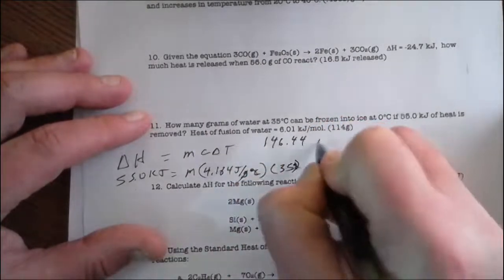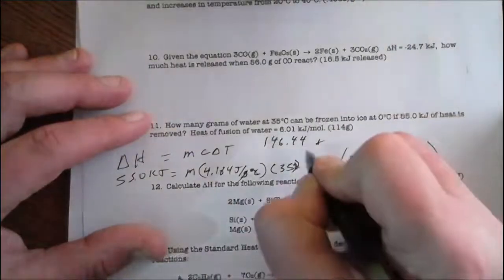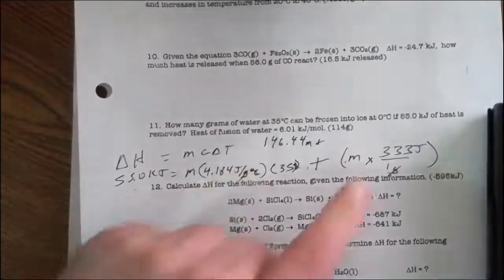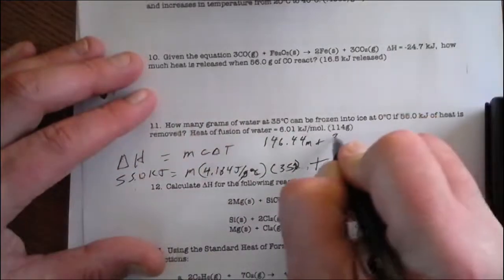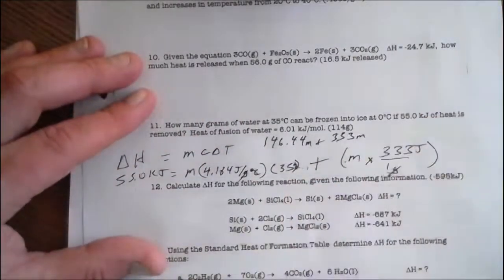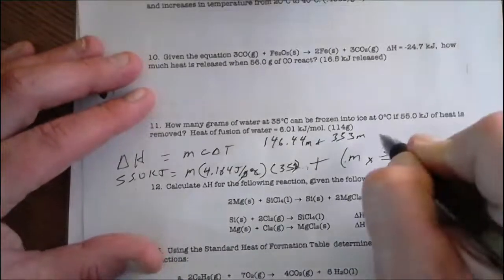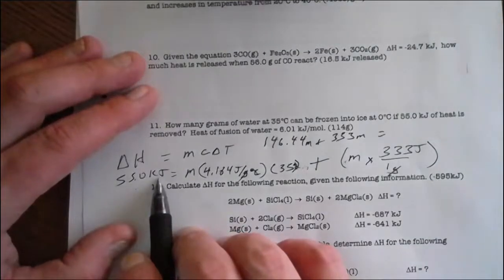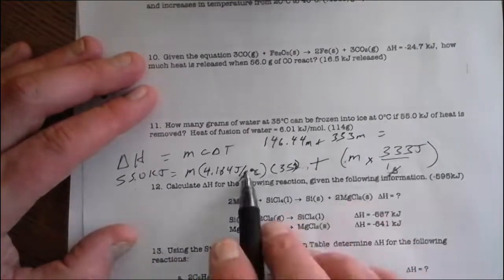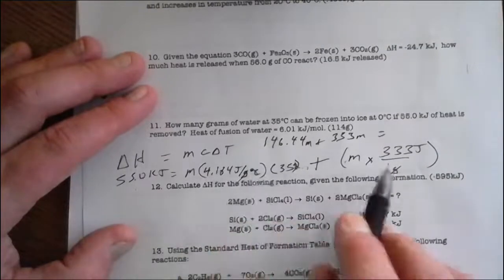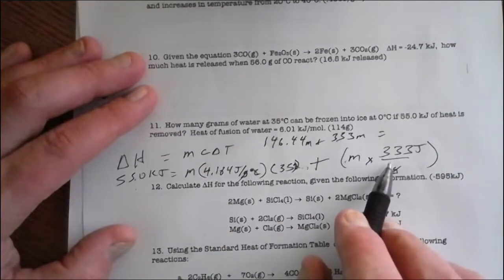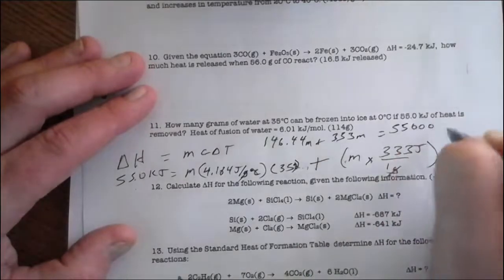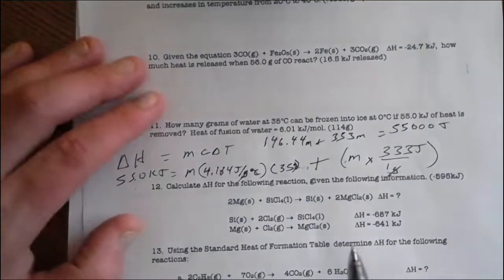146.44 plus, and that's m, right, when we multiply that. So that's this times this times this, plus how much m? 333 m. We're going to set that equal to 55.0 kilojoules. Are these in joules or kilojoules? Joules. So we need to multiply 55.0 times 1,000 to get that in joules, don't we?